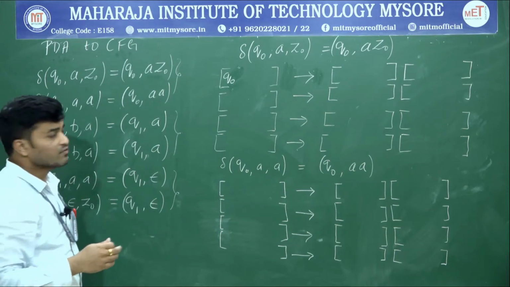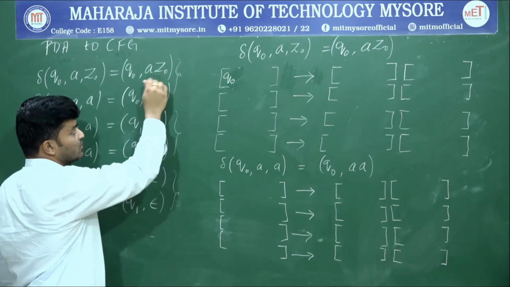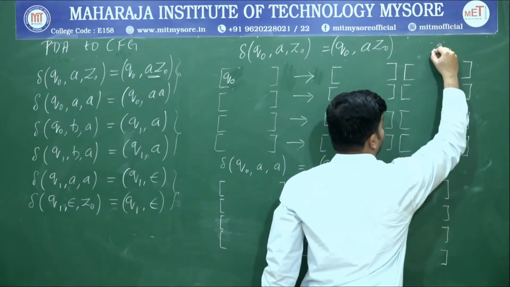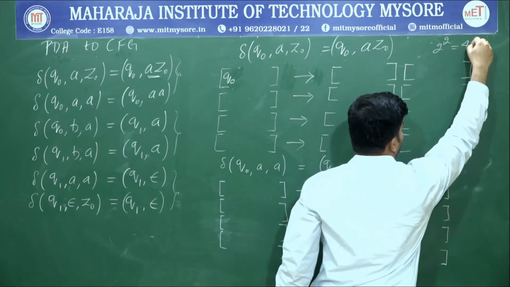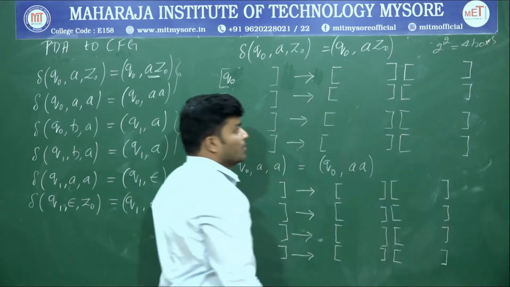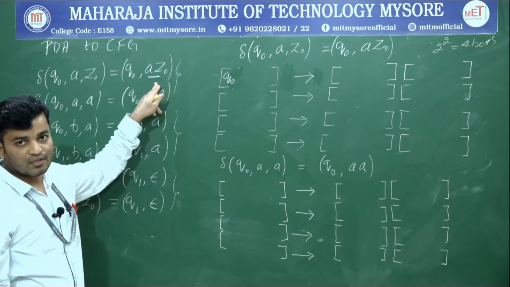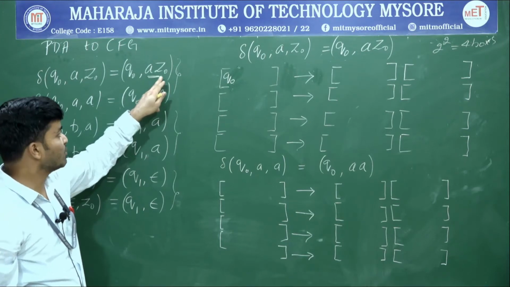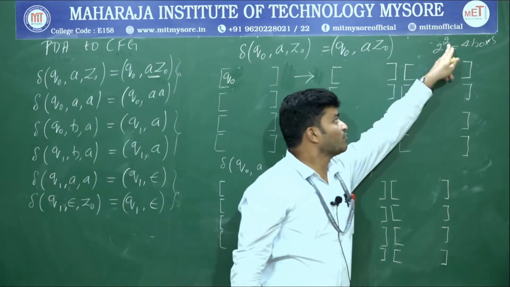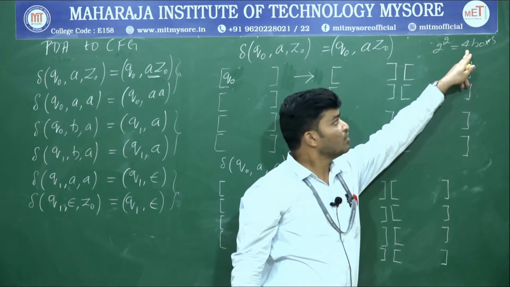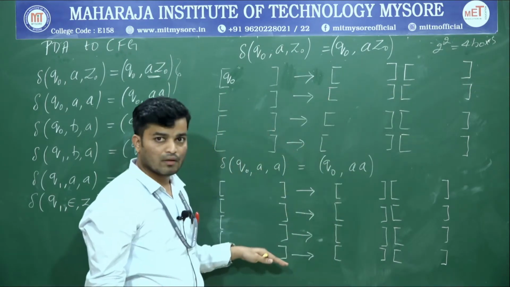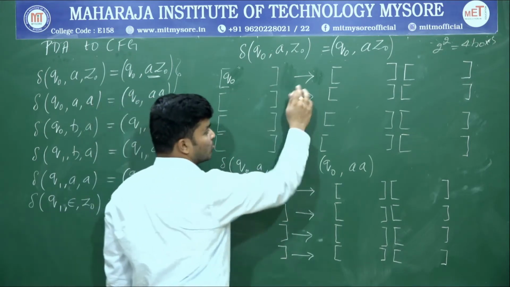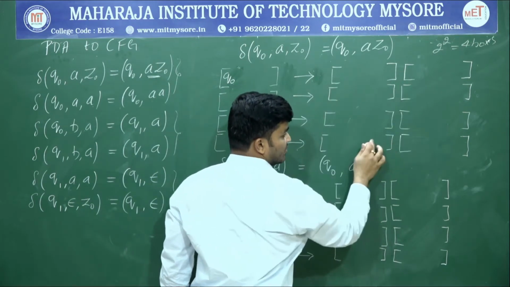First we will see the rule if you have two terms in the right hand side. If you have two terms, that means 2 to the power of 2, consider 4 boxes. In the right hand side of the transition function, if you have two terms, consider 2 to the power of 2, that is 4 boxes, in this way. So consider 4 boxes in this way: 4 boxes in the left hand side, an arrow mark, and again 4 boxes in the right hand side.